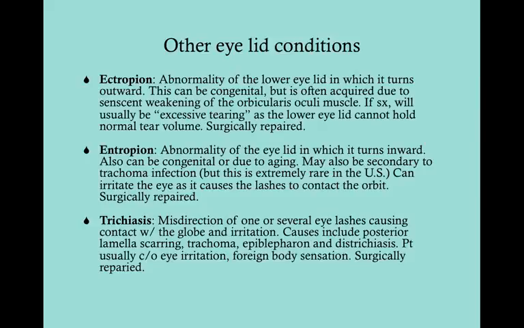Trichiasis is a misdirection of one or several eyelashes causing contact with the globe, similar to what causes the symptoms in entropion, and then subsequently causes irritation. And so some of the causes can include scarring of the posterior lamella, trachoma, epiblepharon, which is an abnormal horizontal fold of the eyelash, and dystrichiasis. The patient will usually complain of eye irritation, foreign body sensation, and if you look at the eye, you'll be able to see that the eyelash, either one or several eyelashes, will be directed in an abnormal direction. And I'll show you a picture of that. This is also surgically repaired.